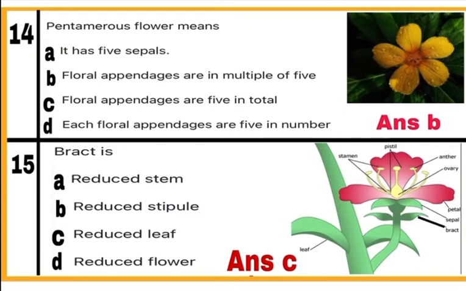Question 15. Bract is, option C. Bract is a reduced leaf found at the base of pedicel. See the location of bract in the diagram. It is present at the base of pedicel. So here mark C as a correct answer.